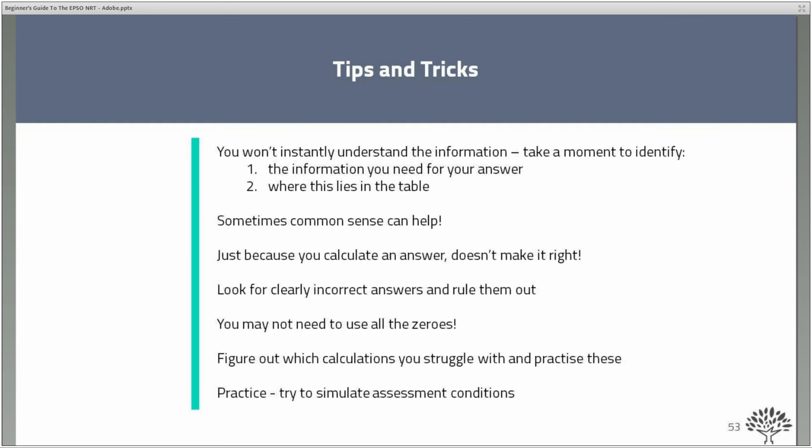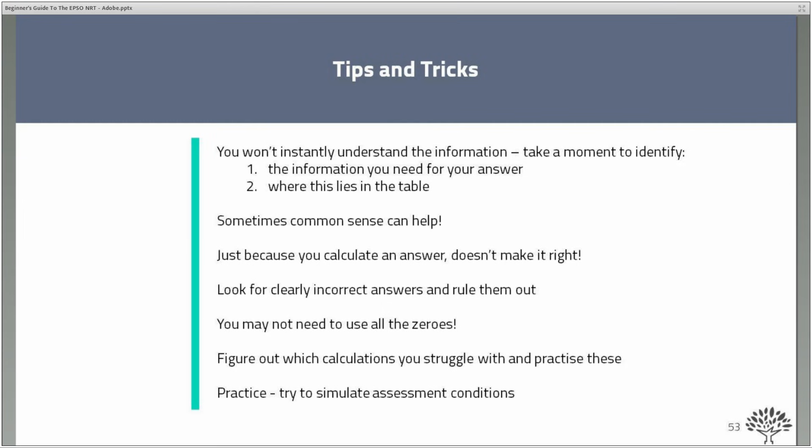Look at the question and relate it to the table or tables to help you figure out the answer. Sometimes common sense can help you work out your answer. So if I've worked through a question and I work out the population of Germany to be 80,000 people, chances are I've made a mistake in my calculation there. I've probably dropped the thousands because it's more likely to be 80 million than 80,000. That's a very crude example, but it gives you an idea of the sorts of things that can help.